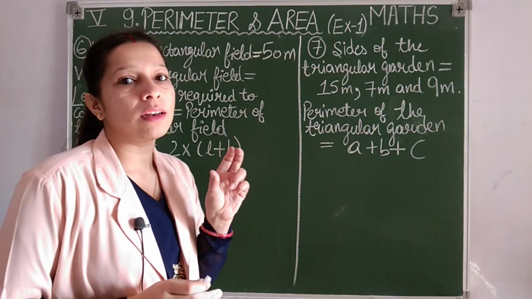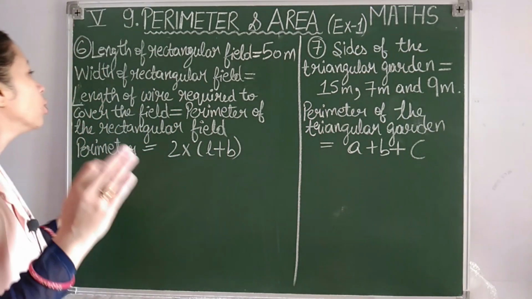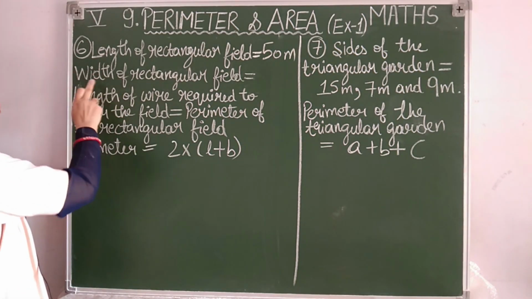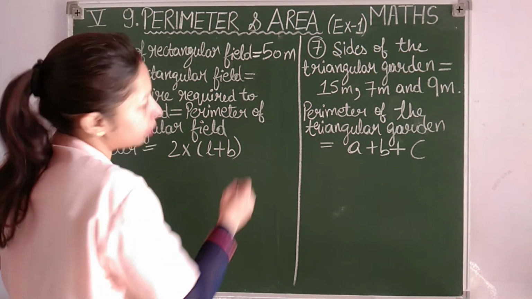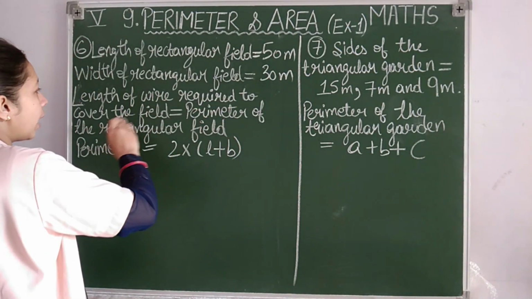Wide again means breadth, students. Wide means width. Width means breadth. Okay. So wide, width means same only. It is breadth. So here in place of breadth I have written width. Okay. Width of rectangular field is given 30 meters. Fine. Then length of wire required to cover the field.